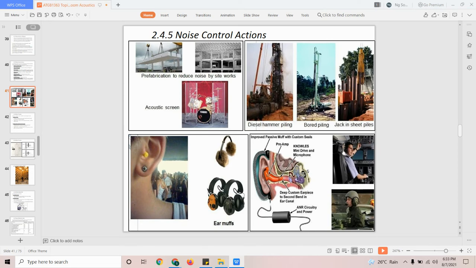We can put an acoustic screen behind any activity. So if you have machinery that's moving, we can put an acoustic screen in the direction of the place where we want to reduce the sound. And then we have this.